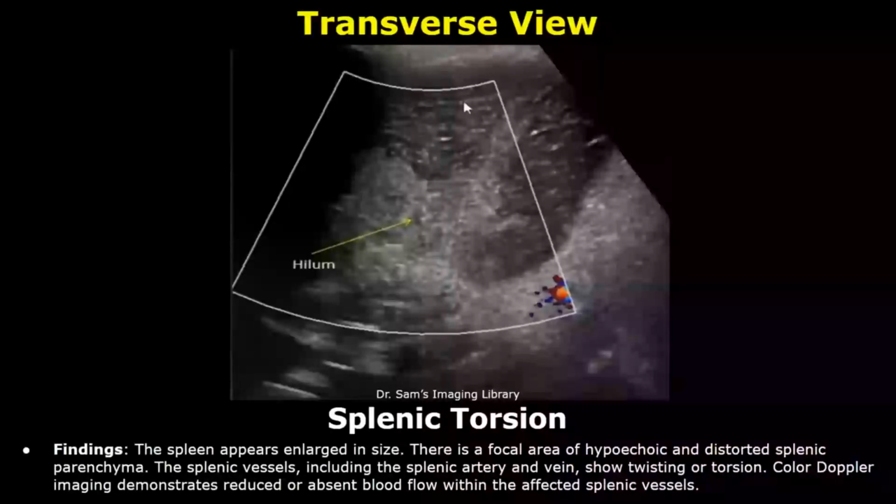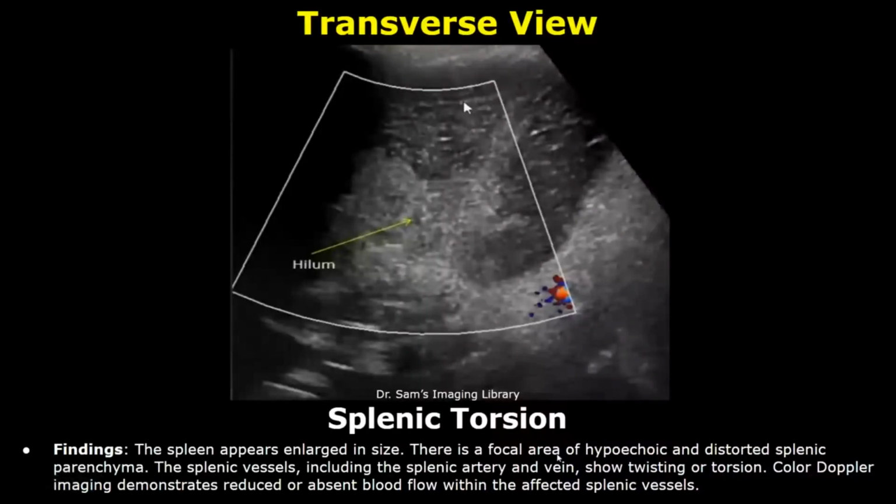Here is a case of splenic torsion. In the findings, the spleen appears enlarged. There is a focal area of hypoechoic and distorted splenic parenchyma. The splenic vessels, including the splenic artery and vein, show twisting or torsion. Color Doppler imaging demonstrates reduced or absent blood flow within the affected splenic vessels.